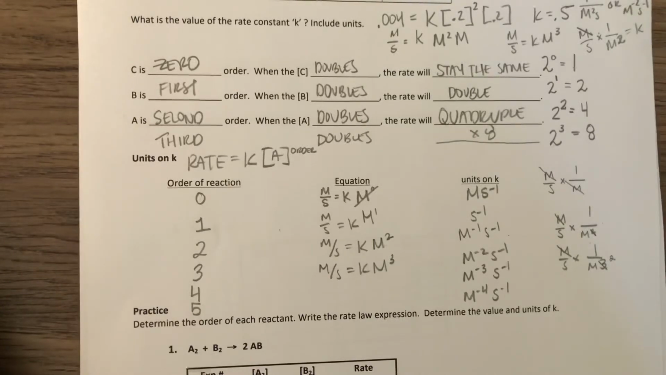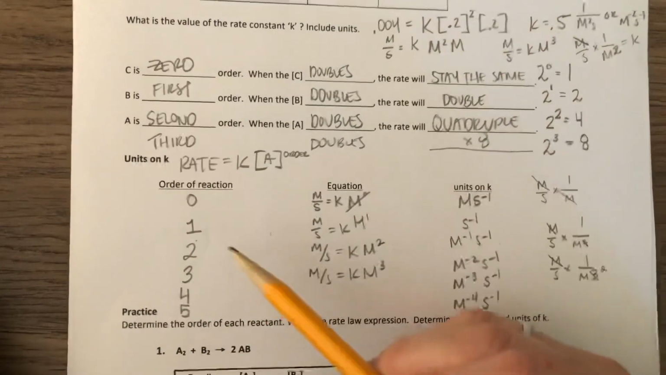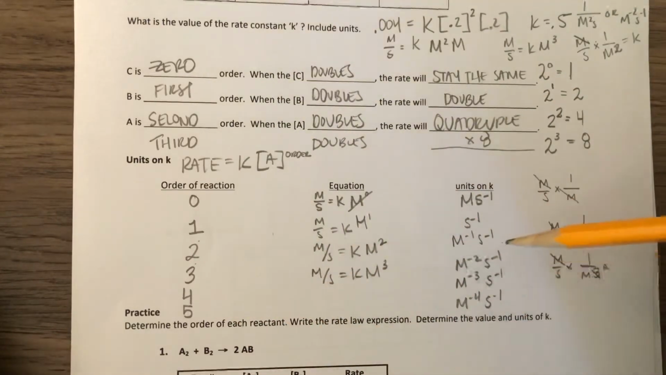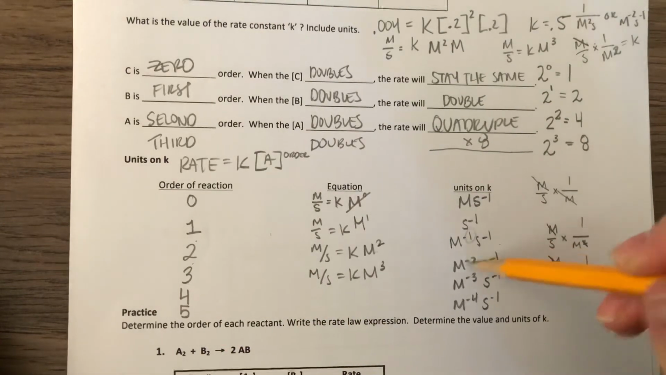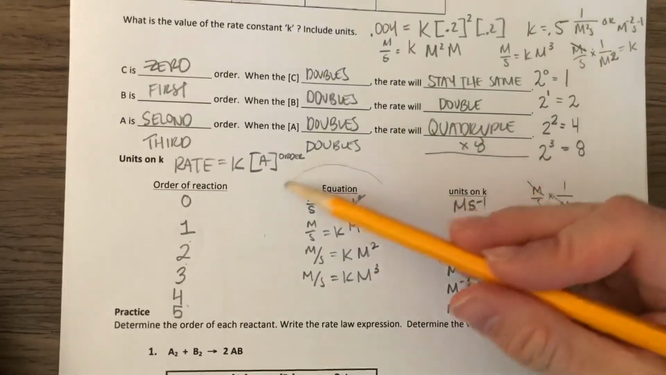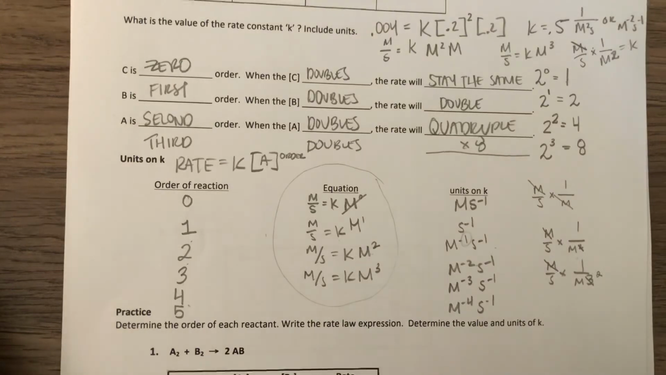So basically, if you're just trying to memorize the units on K, if you have a first order reaction, it's just seconds to negative 1. Once you start going to second order, start subtracting. 2 minus 1 will tell you what power the molarity to the negative is. 3, third order, would be to the negative 2. Fourth order would be to the negative 3. Or you could solve for the units on K the old-fashioned way.